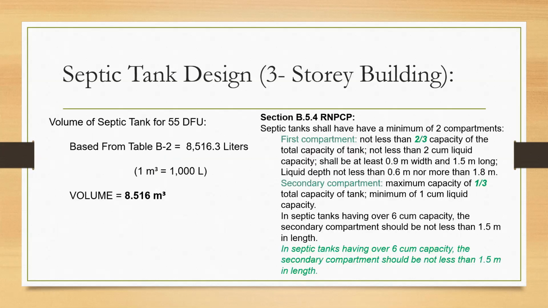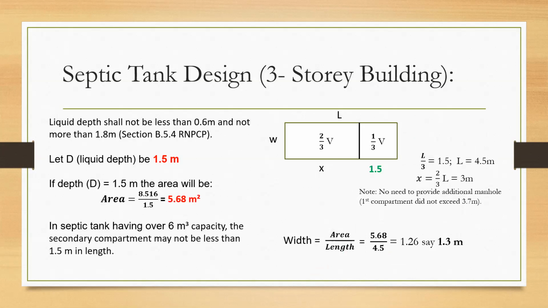So, meron po tayong volume na 8.516. So, ang gagawin ko po dyan, yung aking length nung pangalawang chamber is 1.5. Automatic po yun. Minimum pa lang po yan based dun sa code. Now, ang gagawin kong depth nung aking liquid inside the tank, based from the code kasi minimum po ay 0.6 and maximum po ay 1.8. So, pipili ako in between. So, I will choose 1.5 meters.